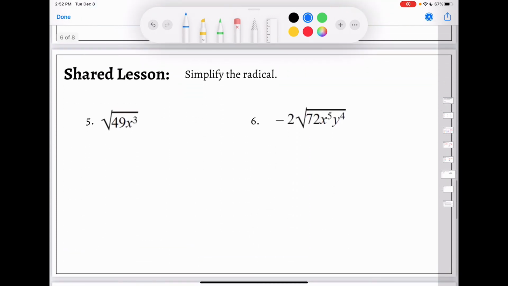All right, how about number 5 now? Square root of 49x to the 3rd. All right, well, the first thing that jumps out to me on this one is that 49 is a perfect square, so that one's ready to get pulled to the outside. But x to the 3rd, that is not a perfect square, right? Because it's not an even exponent.